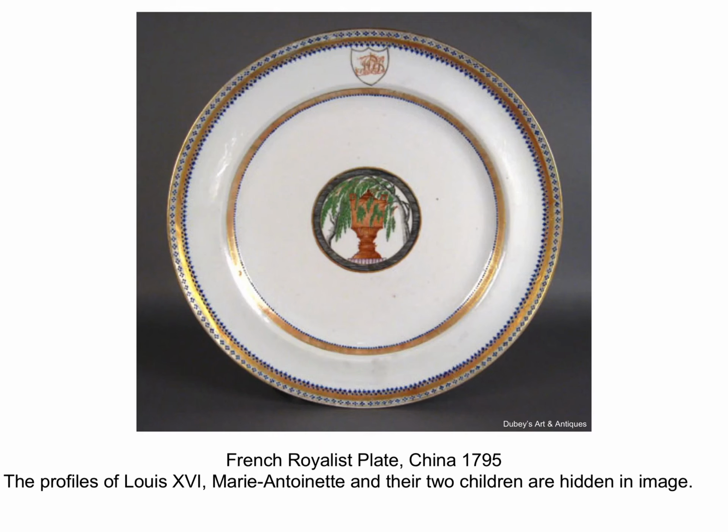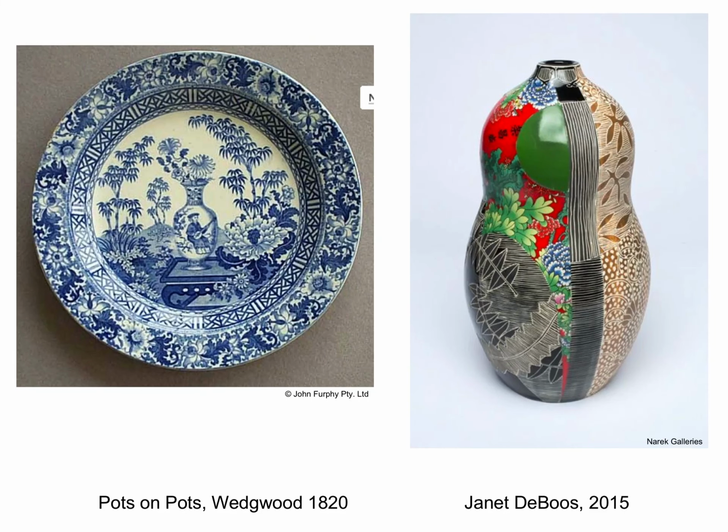This is a plate made in China for French royalists at the time of the French Revolution, and it's just a beautiful plate with a monogram and then this urn with a branch of tree coming across it. But if you look closely, you will see the profile of Louis XVI, of Marie Antoinette and their two children, which are hidden in the image. So there is a secret in that image that you know to see if you are aware of the code.